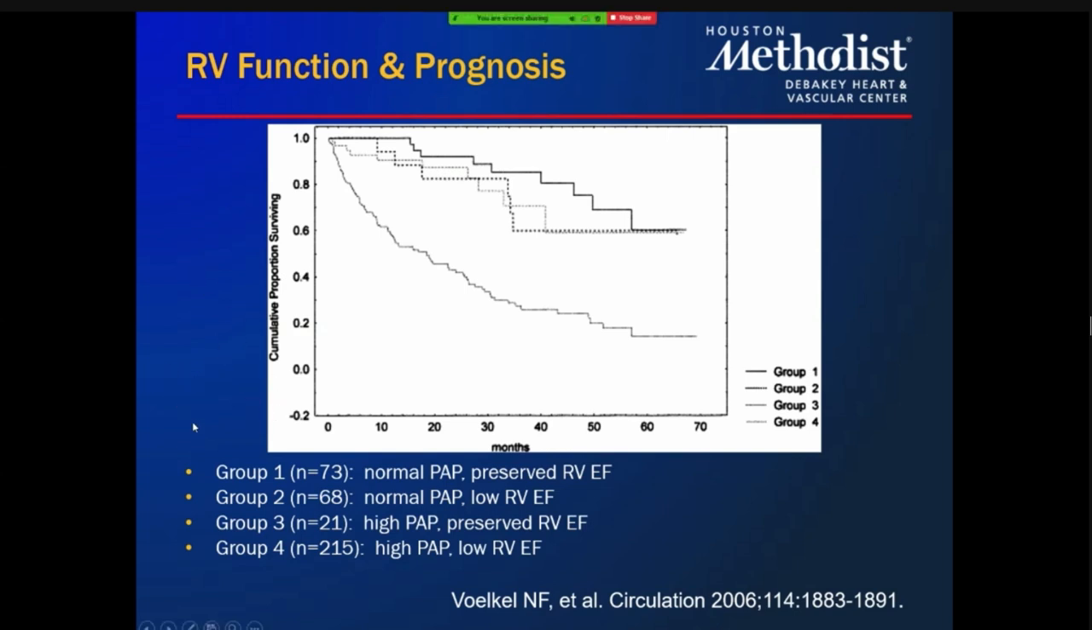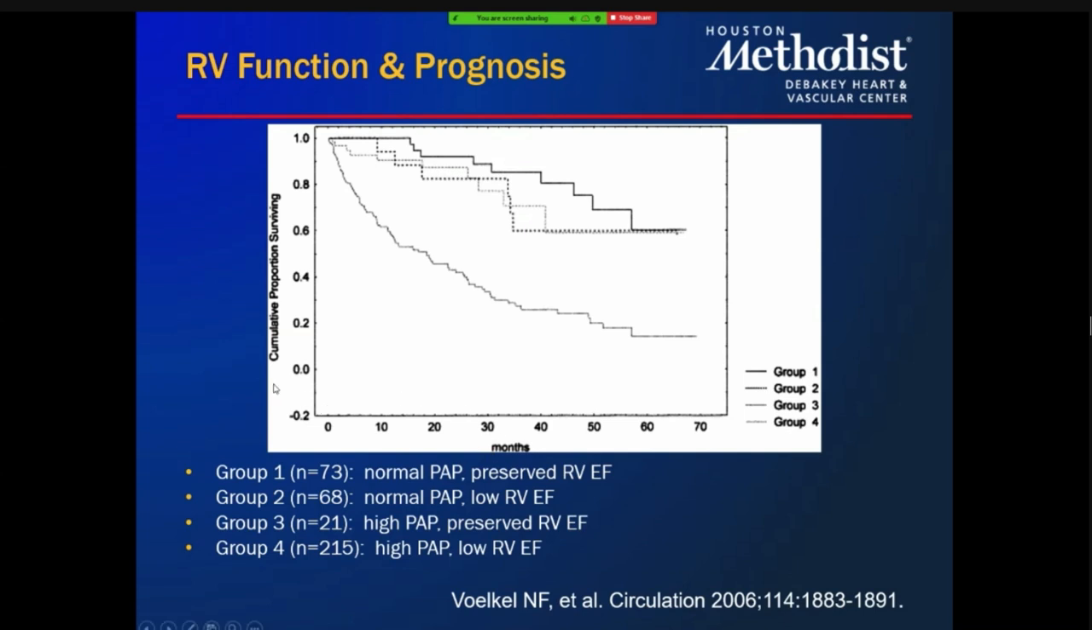And he showed that whether or not you have normal or high PA, preserved RVEF or low RVEF, in all those cases, their survival was overall roughly pretty similar on the Kaplan-Meier survival curve, groups 1 through 3. But the moment your RVEF goes down for patients with pulmonary hypertension, the prognosis becomes much more grim. You can see there's a more rapid drop off in survival over time. So yes, RV function, RVEF does matter.